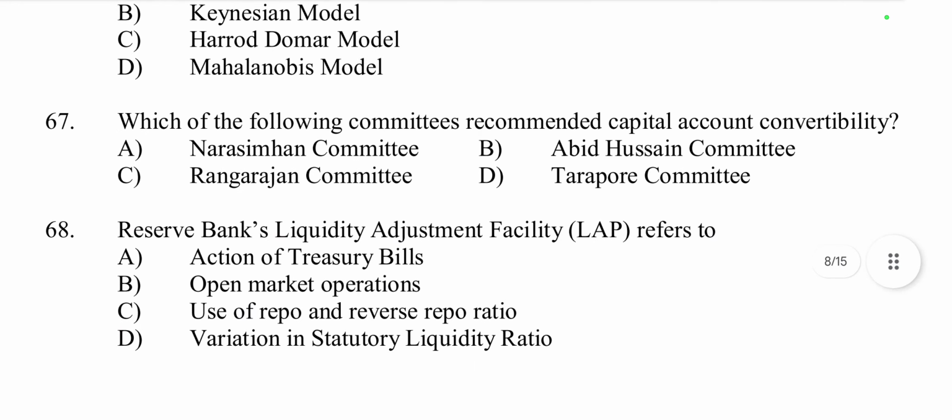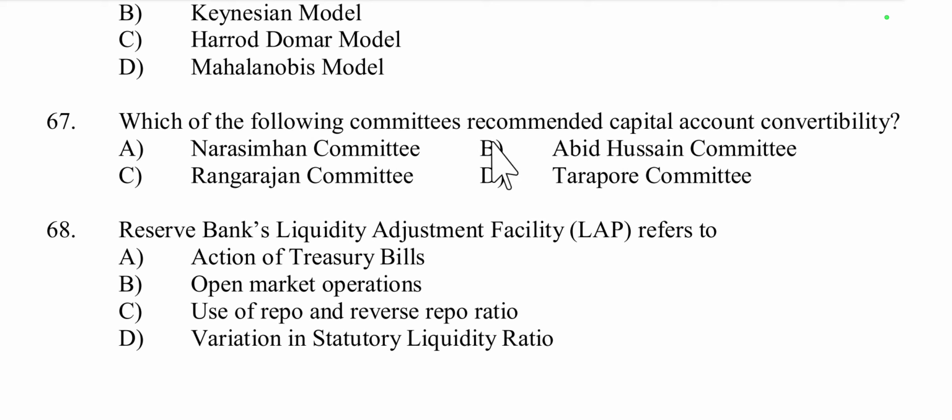Then question number 67, which of the following committees recommended capital account convertibility? Narasimha, Abid Hussain, Rangarajan or Tarapore? Capital account convertibility was recommended by the Tarapore committee. Option number D. The Tarapore committee, which was established in 1997, laid out the roadmap of capital account convertibility.